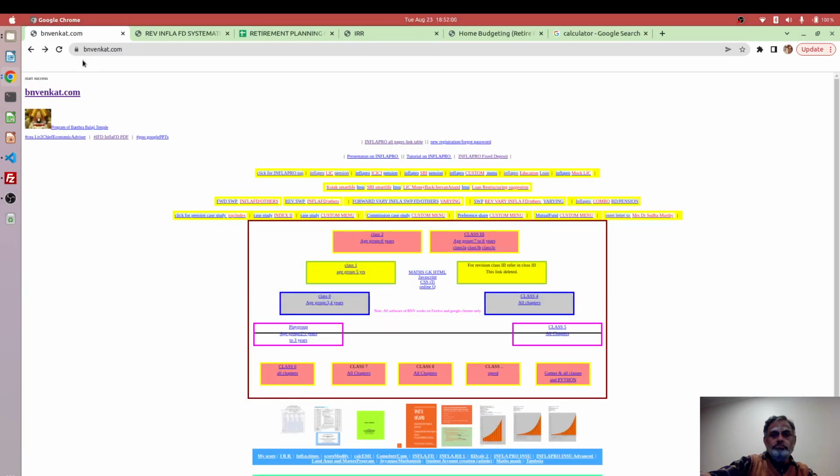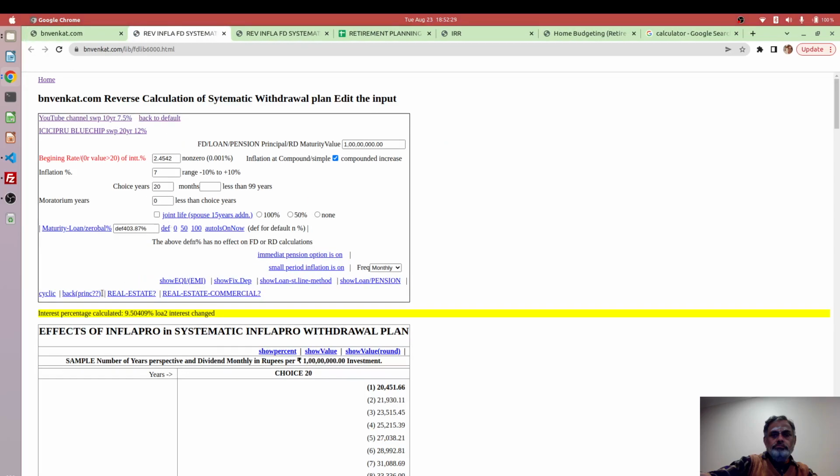Let us go to my website, vnvenkat.com, and on the home page look for reverse SWP, Inflate FD and others. Because we do not know the interest, we have to calculate the interest or IRR. I am calling this program the reverse SWP program. Click on it. Now there is an input menu, and at the bottom of it there is a real estate question mark, real estate commercial question mark. You click this real estate question mark, and you get my present one for 42 lakhs.